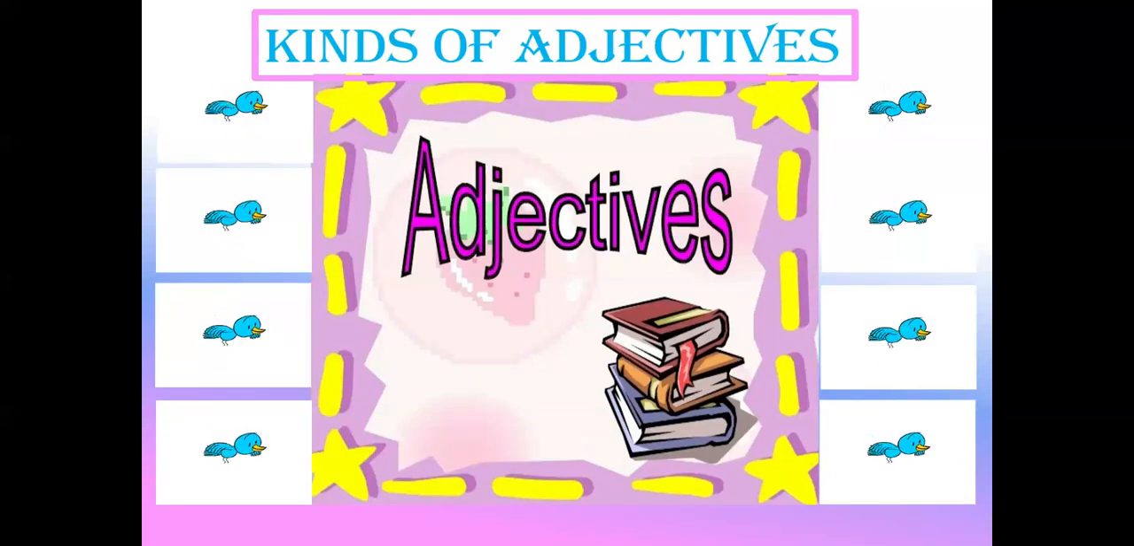Children, today we are going to learn a new topic, which is kinds of adjectives. We have already done what is an adjective in our previous classes, so you're well aware of adjectives. But still, we'll take a recap of the topic and then we'll move on to kinds of adjectives.